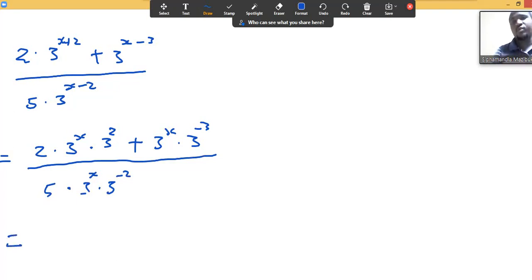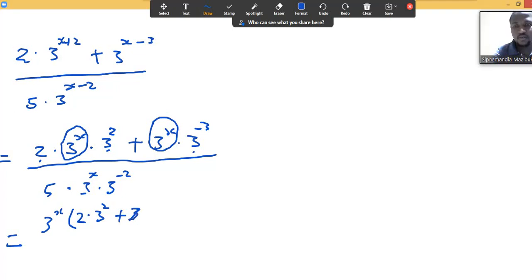So you see we're looking at our common factor, and what is common is 3 to the power x. So let's take it out. If we're taking 3 to the power x out, we're left with this 2 times 3 to the power 2, and from this side we have plus, and we're left with this one only, which is 3 to the power minus 3.